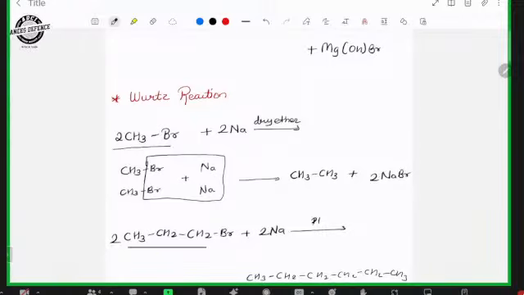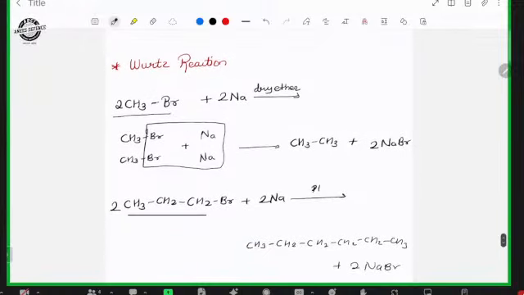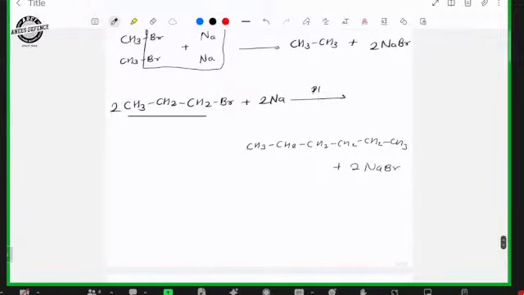Here we get NaBr, and if you're taking bromomethane, you're getting ethane. You just have to multiply it by 2. If you're taking, for example, chloropentane, what would be the product? Pentane means 5 carbons, so you will get 10, right? 5 twos are 10. So you're getting decane. That is Wurtz coupling reaction.